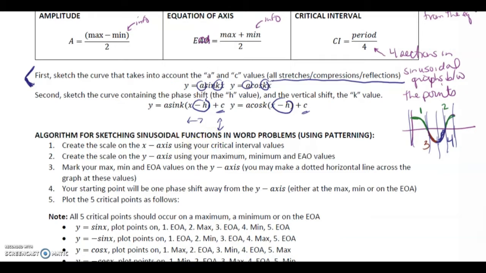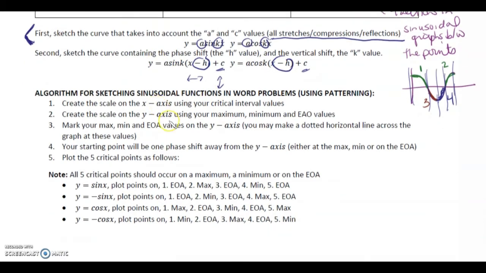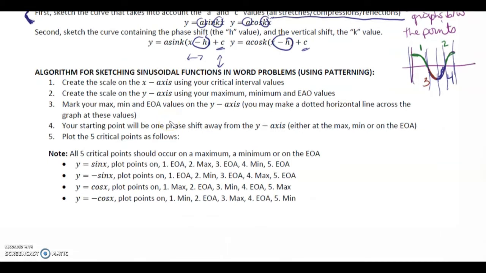Okay, so let's talk about the algorithm for sketching sinusoidal functions in word problems. Up until now we've used mapping. Now we're just going to simply pattern. And you'll see how easy it is to pattern. We've already talked about the max-min equation of axis and doing the dotted line, and all 5 critical points are going to lie on one of those. So you're already like 10 steps ahead right now.